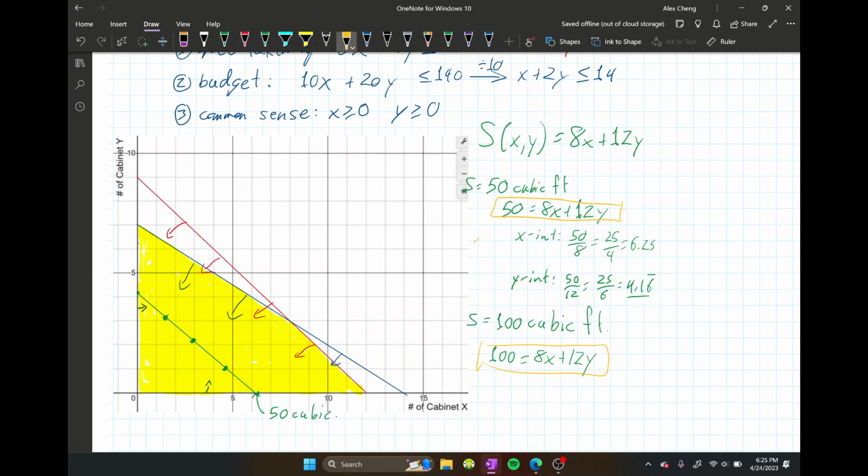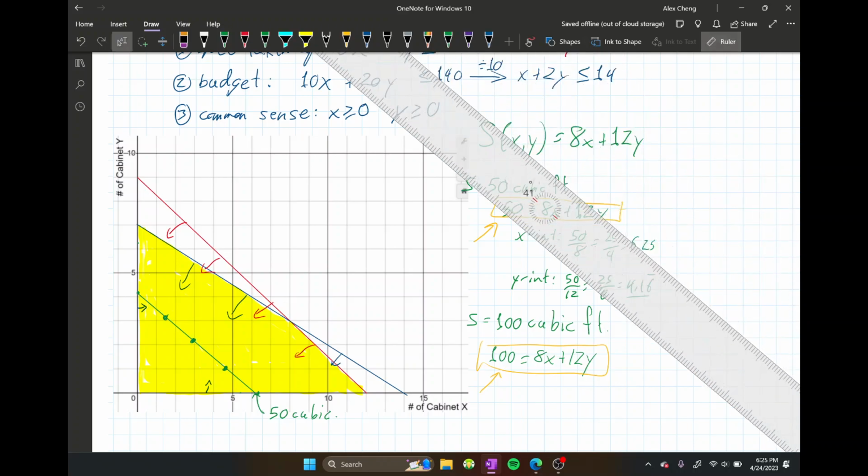So for example, on this one, I would simply subtract 8x and then divide by 12 to get y by itself. And then your slope would be negative 8 over 12. To get the slope of this line, or convert it to slope-intercept form, I would do the exact same thing. And so you'll move the 8x over by subtracting 8x, and then you'll divide by 12, and the slope on this one will be negative 8 over 12.